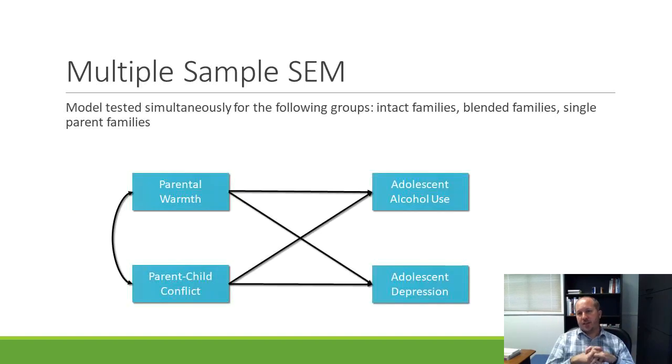So the next kind of analysis I've already talked about a little bit in the last slide. That's multiple sample analysis or multiple group analysis. So in this one, we're going to take this same model we had back on that full structural one, parental warmth and child conflict impacting adolescent alcohol use and adolescent depression, and we're going to test it for different groups. So this is where we really combine ANOVA with SEM. For example, you may compare intact to blended to single parent families with this same model.